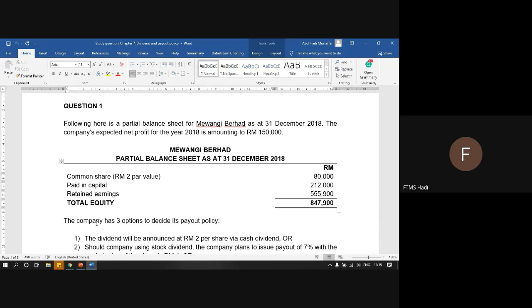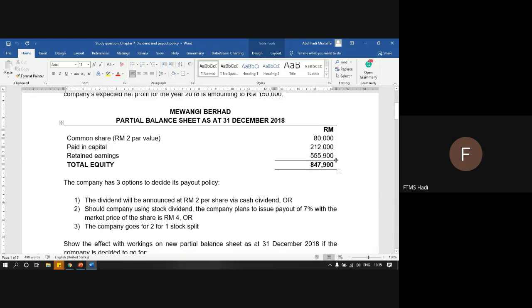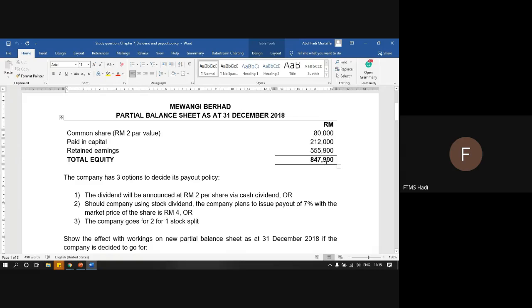So they give common share, which is 2 ringgit par value, amounting to 80,000 ringgit. Paid in capital 212, which is another word for premium. And the last one, retained earnings, which is net profit after declaring a dividend, earnings to be maintained, amounting to 555,900. So the total equity, when you add up these three, will become 847,900.